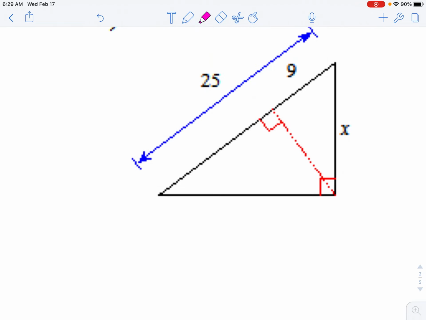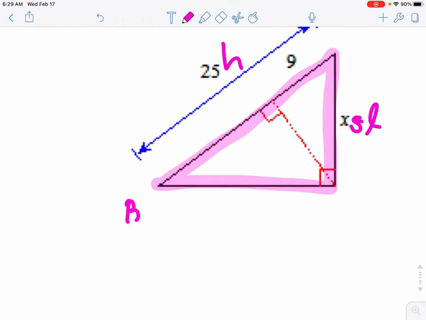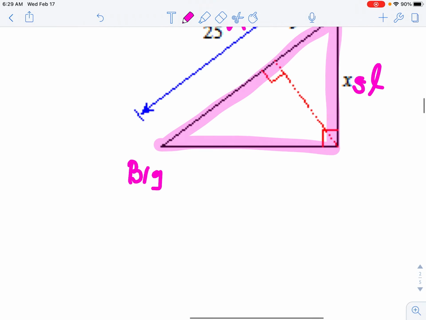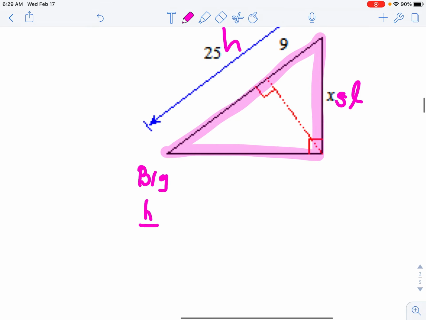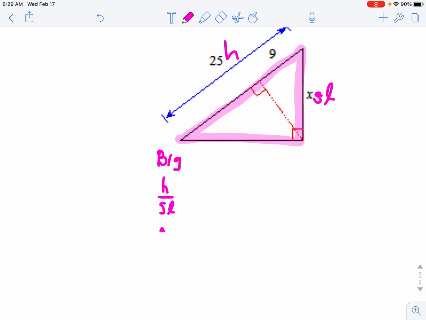All right. Again, maybe you like to write out more tedious. Maybe you like to say, well, in this big one, I have the hypotenuse. And then I'm going to say that's a short leg. Sometimes it's a little hard to tell. But you can say, okay, for the big one, we have hypotenuse over short leg, which is going to give me 25 over x. All right. Then I can identify, well, hold up, people. I got this right here.